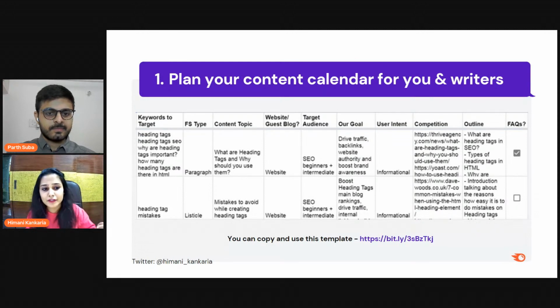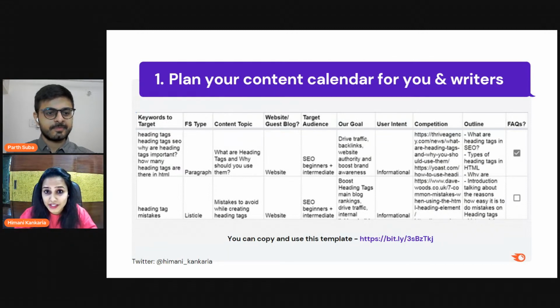So what I have covered is the keywords to target, the featured snippet type, the content topic, where we want to get it published, who will be our target audience, what is our goal of publishing that content, the user intent, the competition, outline, whether that blog needs to have FAQs or not, and the list is long, by the way. Because it was not fitting on my screen, I didn't take the entire screenshot, but you will find it in the template. So we need to plan our content calendar in a way that helps us first.